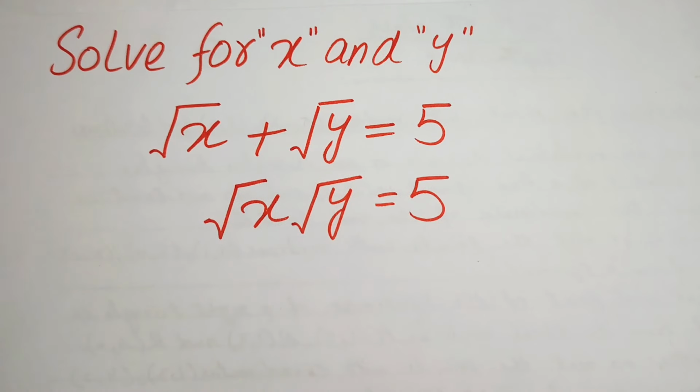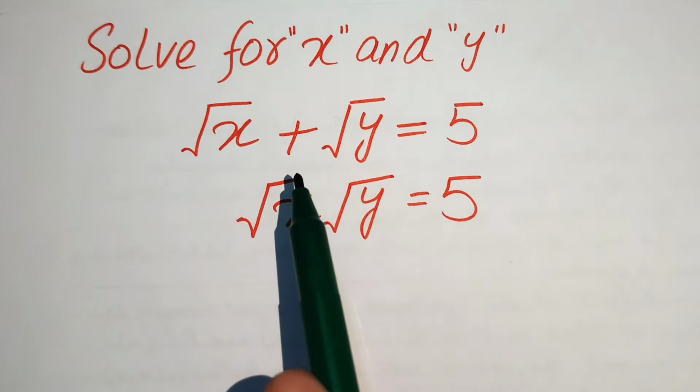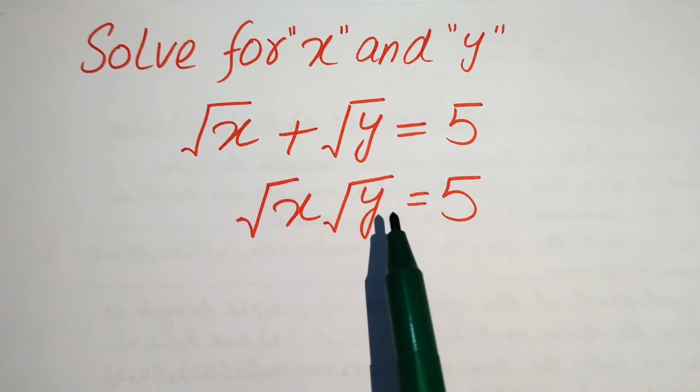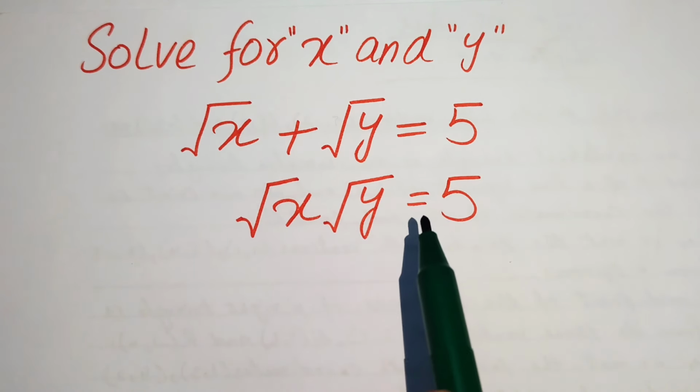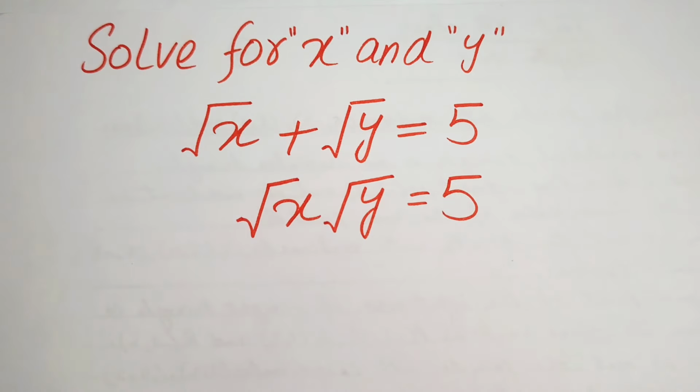Hello everyone, welcome to solve this nice math Olympiad algebra problem, and here we have square root of x plus square root of y equals 5 and square root of x into square root of y equals 5. So we solve this problem for the values of x and y.